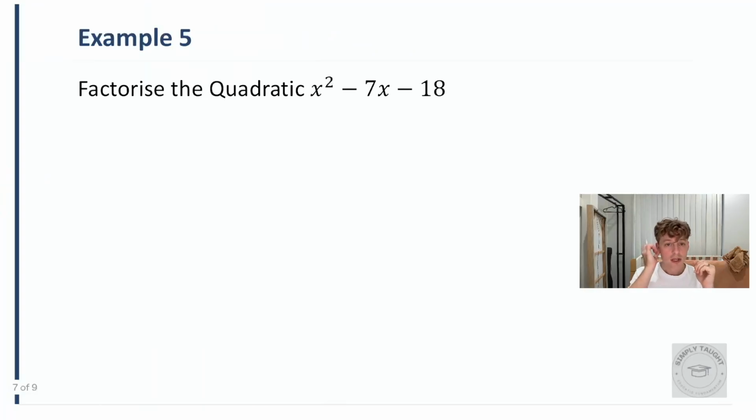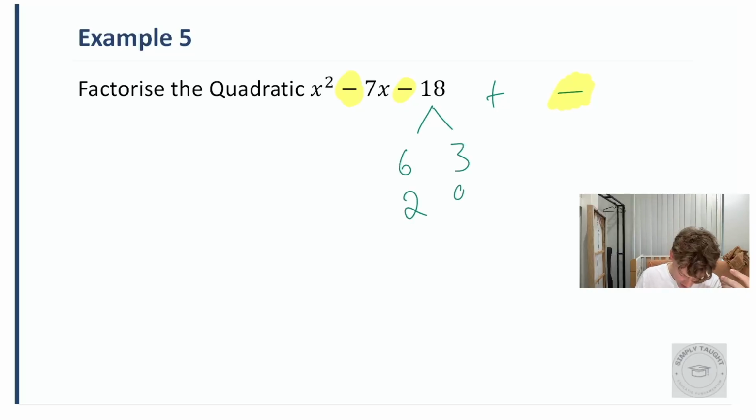Final example. The final example is when they're both negative, and it's really the same logic as the example before. I've got a minus sign here, so both of my signs have to be different, a positive and a negative. Since I've got a negative 7x, the bigger number has to be negative. So again, I get my list of numbers. I've got 6 and 3, I've got 2 and 9, and I've also got 1 and 18.